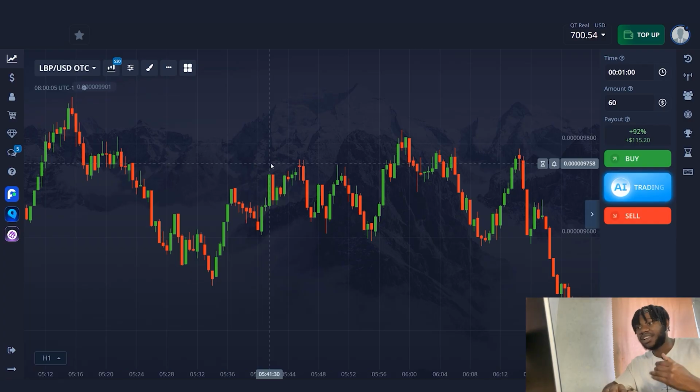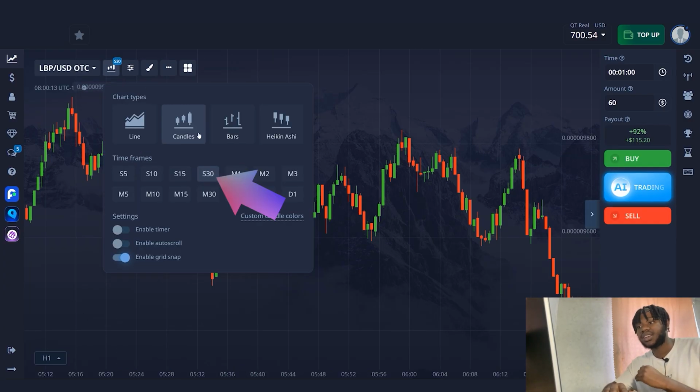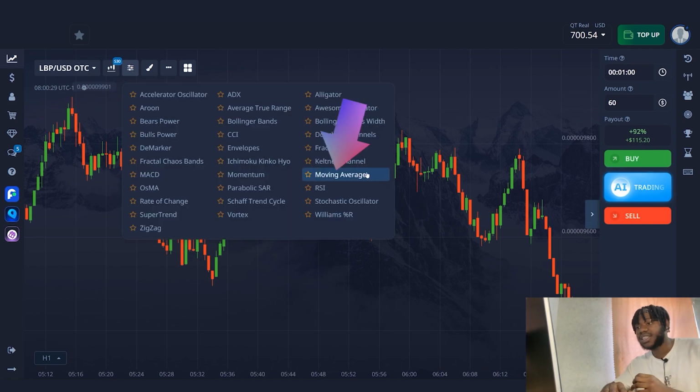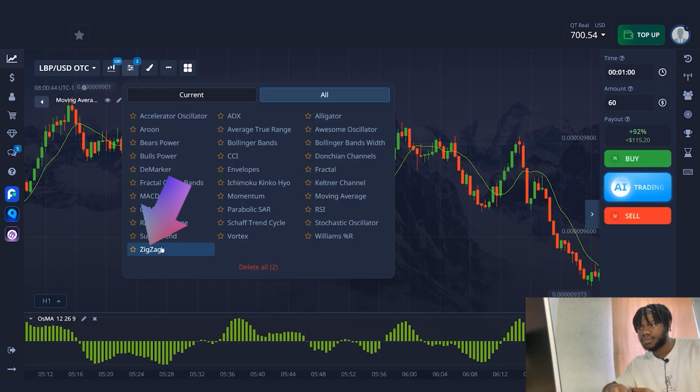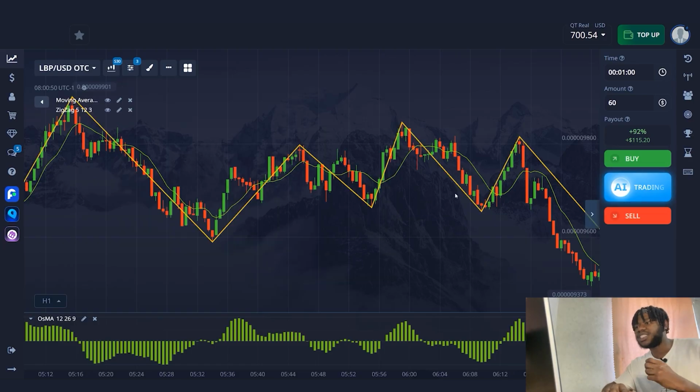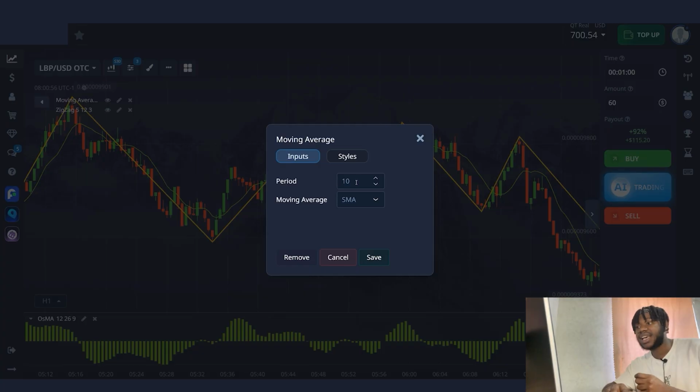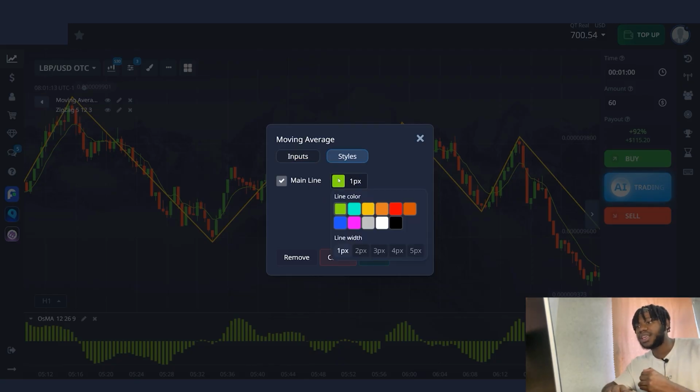But first, let's set up an account. In this strategy, I used a candlestick chart type with a 30-second time frame. I also needed the moving average, OSMA, and zigzag indicators. The moving average indicator will have a period of 8 and I will set the type to EMA. In the style settings, I will set the line color to blue and increase the thickness.